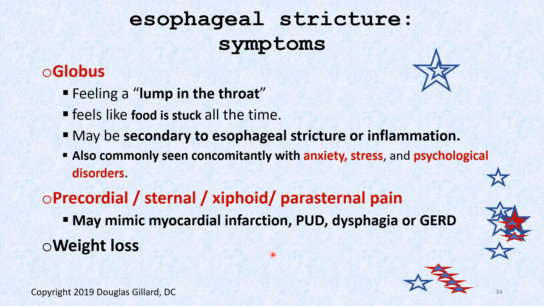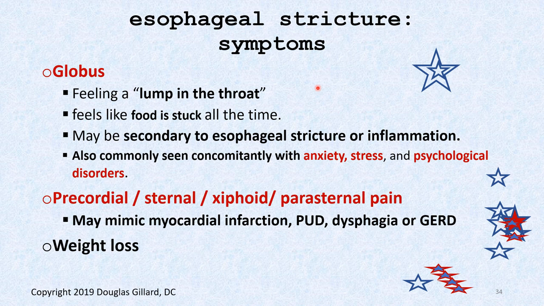Okay, another thing we need to talk about is globus. So this is the feeling of a lump in your throat or something stuck in your throat all the time. And it could be secondary to a stricture or inflammation. It's also commonly seen in patients with problems with anxiety and stress and other psychological disorders. It's very common. They feel like there's something in their throat, and they go to the doc and they stick a scope down there and there's nothing there. But oftentimes there is. It could be some type of stricture or inflammation in there.